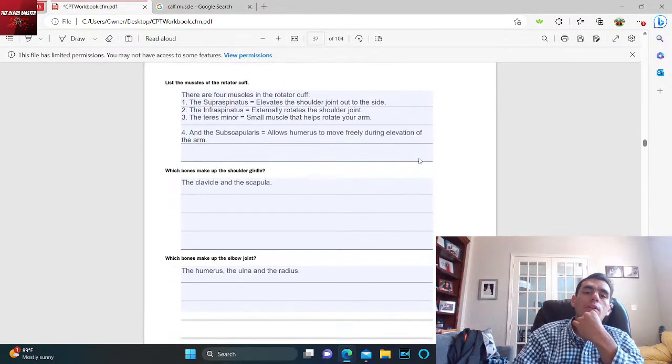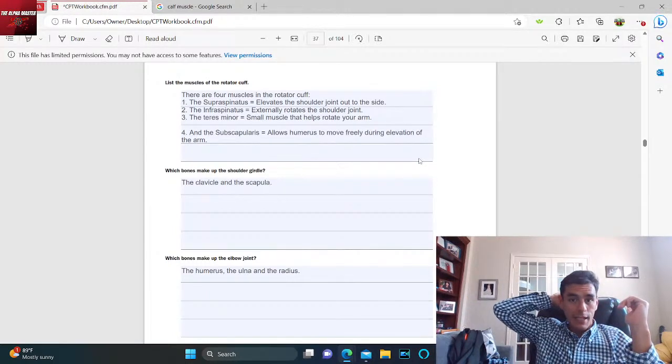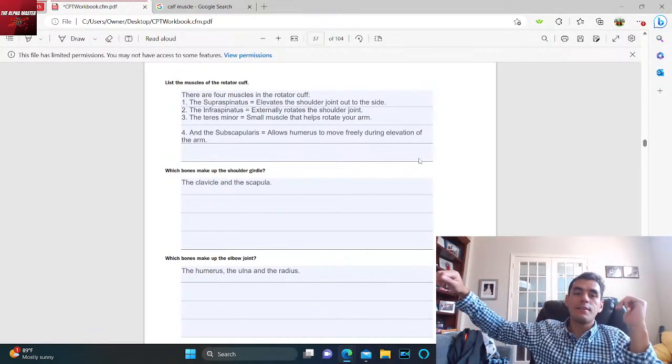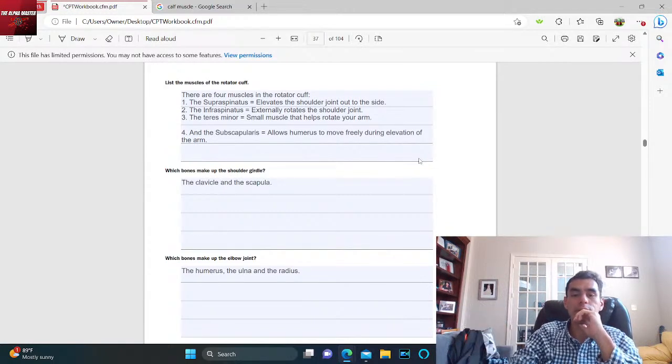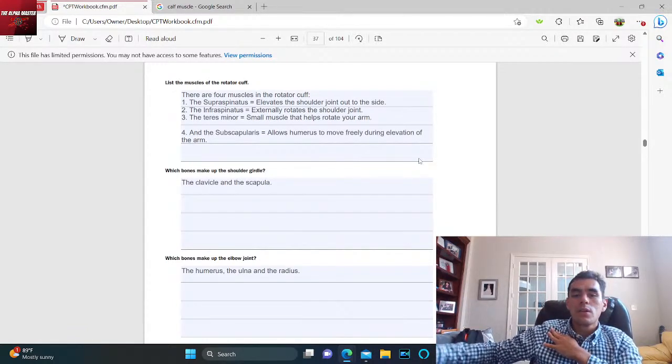So the rotator cuff has four muscles. The supraspinatus elevates the shoulder joint out to the side. Infraspinatus externally rotates the shoulder joint. The teres minor is a small muscle that helps rotate your arm. And finally, the subscapularis allows the humerus to move freely during elevation of the arm.